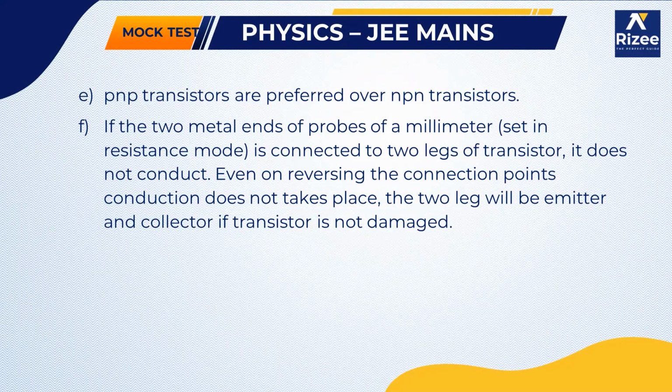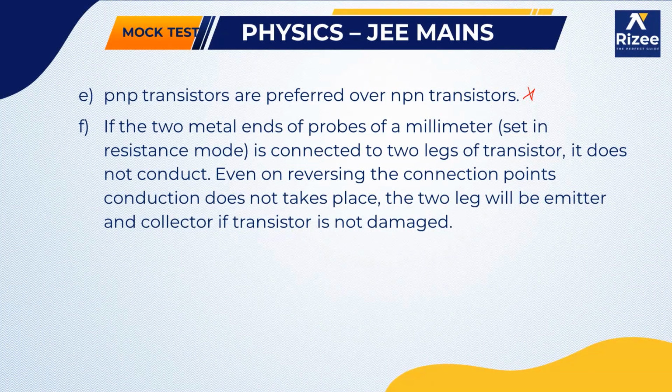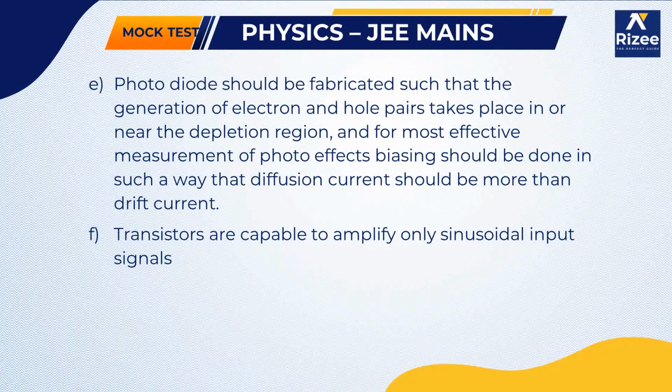PNP transistors are preferred over the NPN transistor. This you can go for the wrong one. Next, if the two metal ends of the probes of the multimeter are connected to the two-leg transistor, it does not conduct current. Even on reversing the connection points, the conduction does not take place. The two legs will be emitter and the collector if the transistor is not damaged. Now coming to the other one, transistors are capable of amplifying only sinusoidal input signals, so this you can have it.